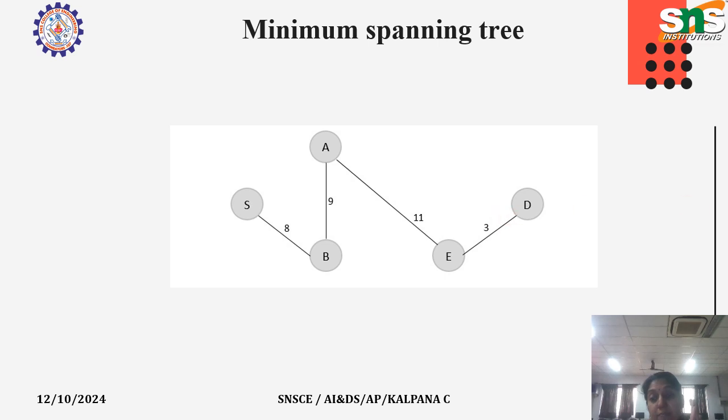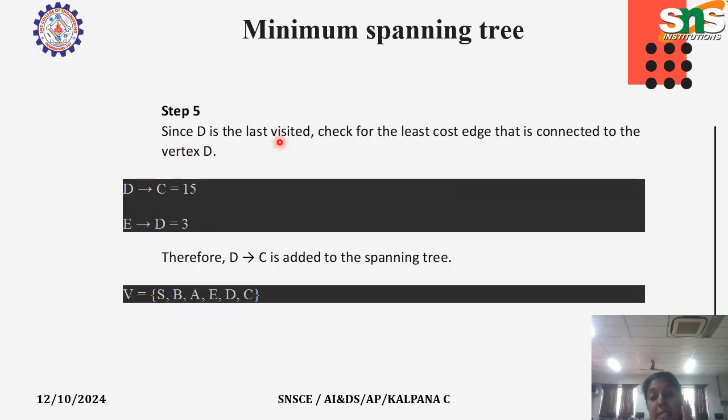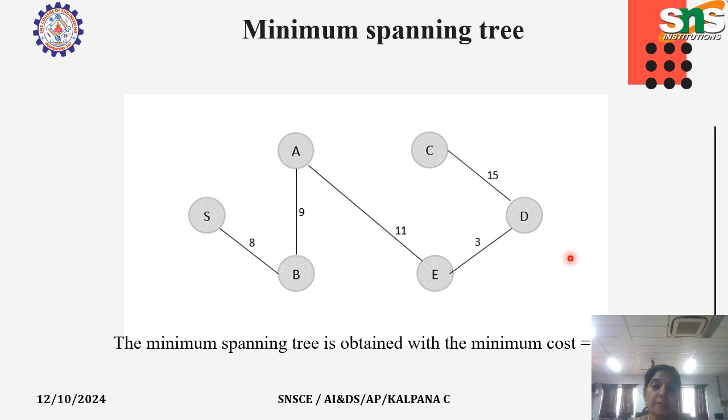E to D. Since D is the last visited, check for the least cost edge that is connected to the vertex D. So D to C is 15, E to D is 3. Therefore D to C is added to the spanning tree. So this is the final minimum spanning tree yielding S to B, B to A, B to E, E to D, D to C. This is my final minimum spanning tree for the given graph.